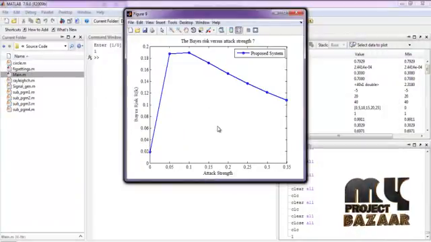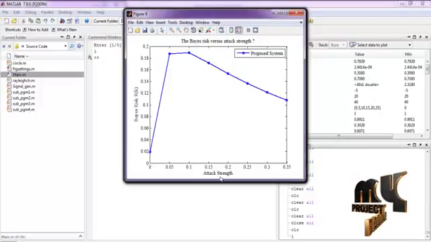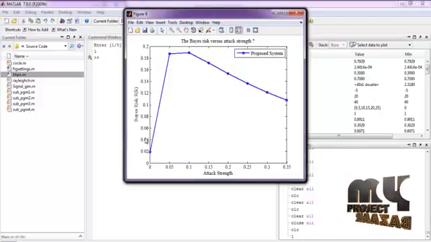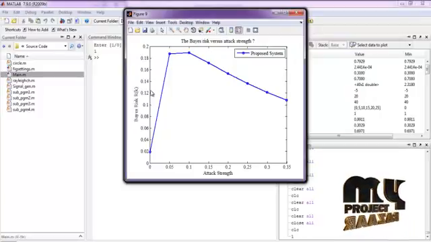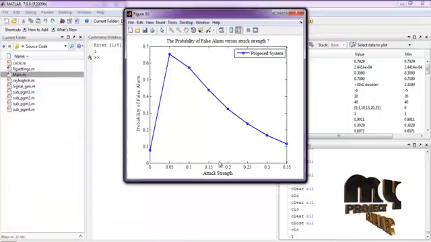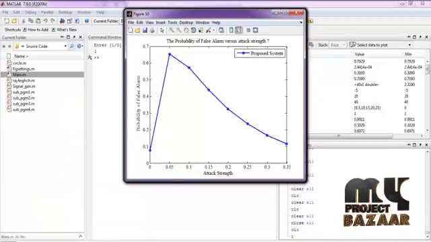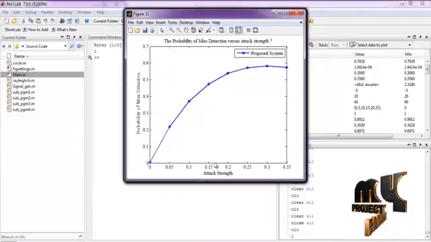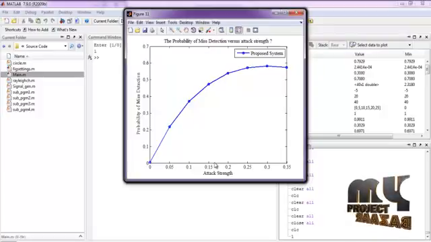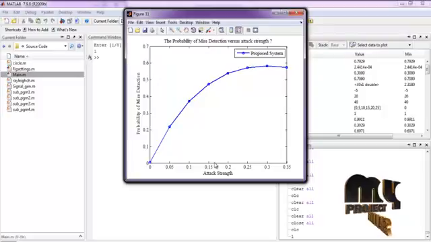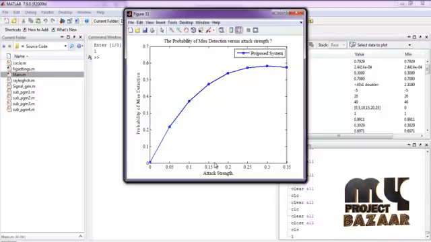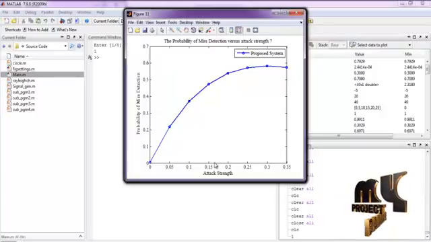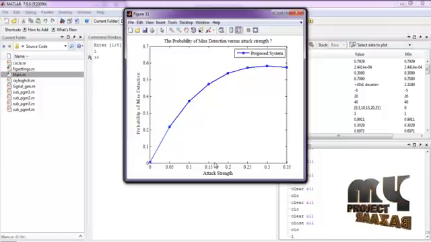And this is the Bayes risk versus attack strength. By varying the attack strength, we obtain the Bayes risk for our proposed system. And this is the probability of false alarm by varying the attack strength, and this is the probability of misdetection by varying the attack strength for our proposed system. Here we estimate the Bayes risk by varying the probability of false alarm and the probability of detection. We finally analyze the malicious users.